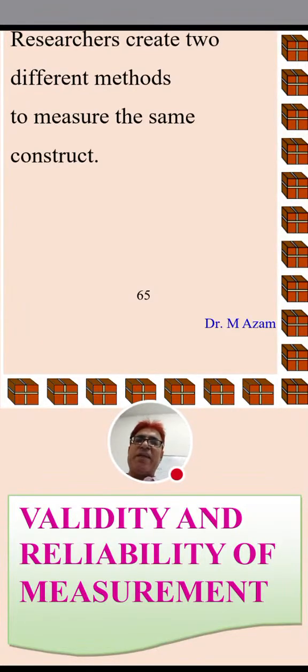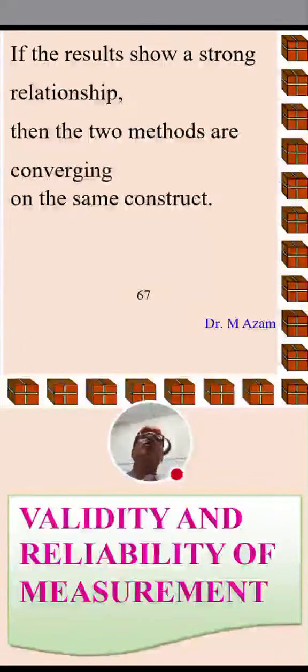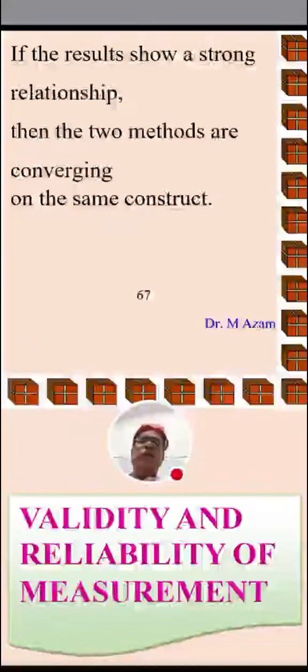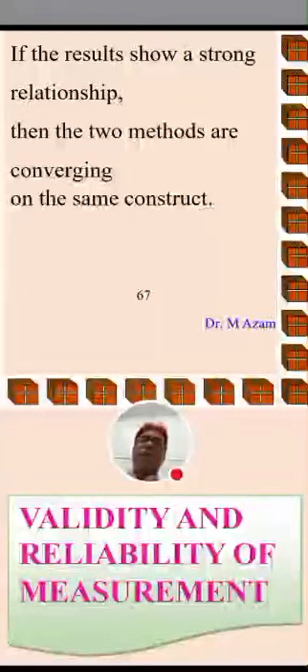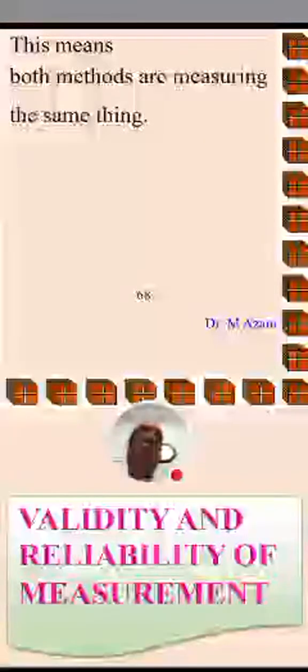Researchers create two different methods to measure the same construct. Then they compare the results of both of the measures. If the two methods are converging on the same construct, it means your measure has convergent validity. This means both methods are measuring the same thing.